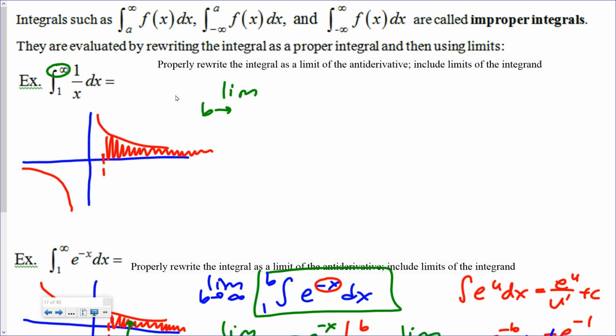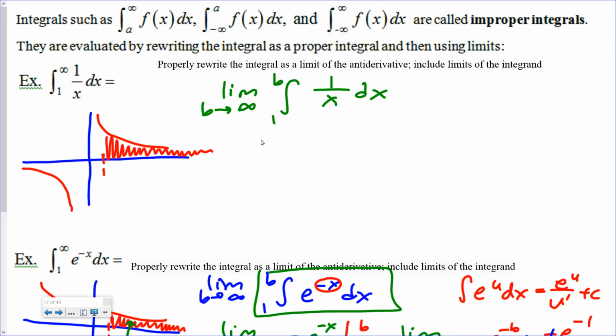So you change this into a limit, and you pick any letter you want. I'm going to pick b. You change it to the limit as b goes to infinity, and you replace the infinity with the letter b, so 1 over x dx. So you make it into a limit problem. And this is why L'Hopital's is so important for this today, because we're going to do a lot of limits here.